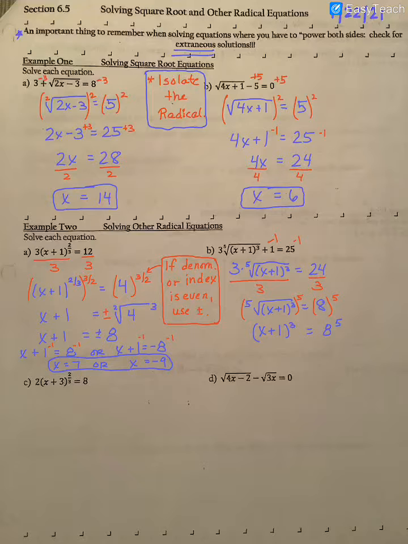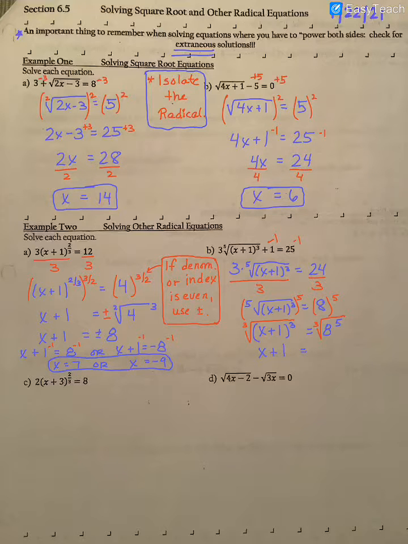My goal is to get x by itself, but I have this third power. How can we get rid of a third power? Something to the third, the opposite of it is going to take the cube root. So since it's something to the third, we're going to take the cube root. If I take the cube root of the left, we're going to take the cube root of the right. On the left, x plus 1 to the third, the cube root of it, those 3's cancel each other out, and I am just left with x plus 1.